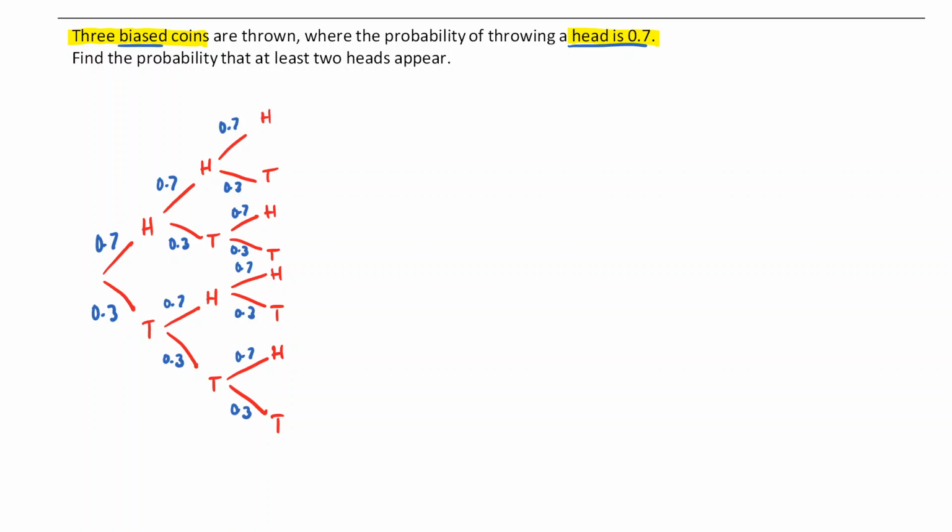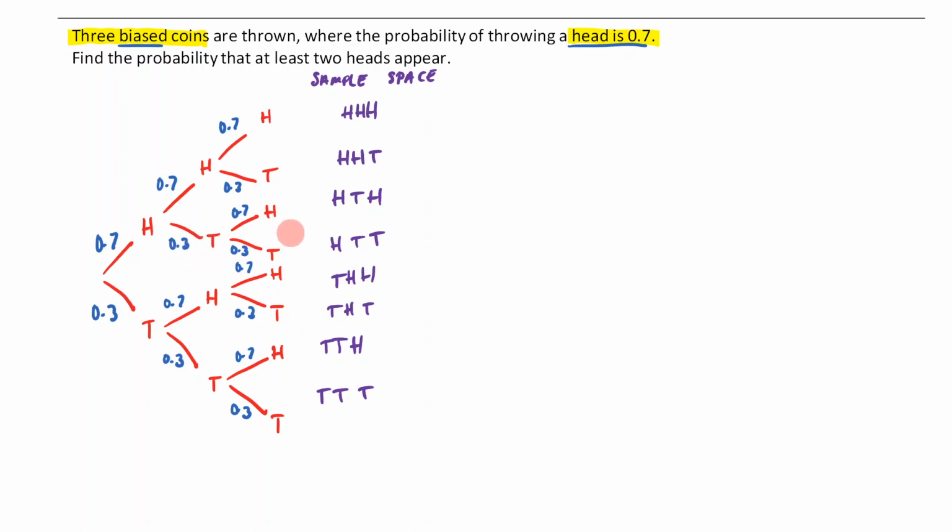Once we have drawn our tree diagram, hopefully yours is a bit more spaced out than mine, the next thing we're going to do is list the sample space. As you can see here, I can have head, head, head, so three heads. Or head, head, tail. Or head, tail, head. Or head, tail, tail. Or tail, head, head. Or tail, head, tail. Or tail, tail, head. Or tail, tail, tail. Good, perfect.